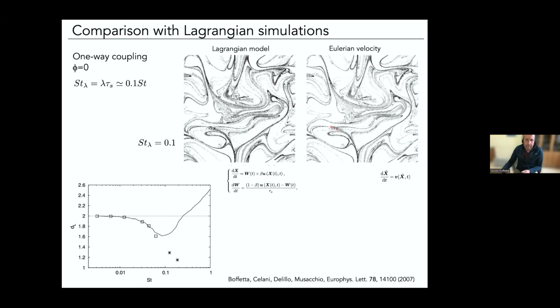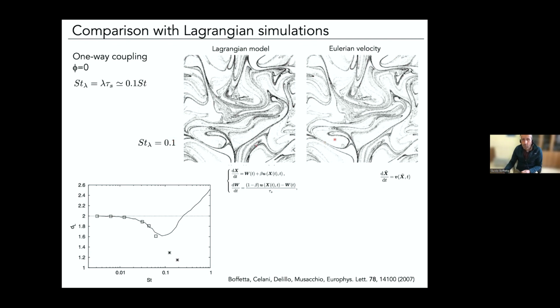And these are two snapshots of the positions of particles advected by the full Lagrangian model, for beta equals 0, which is the case of heavy particles, or particles advected by the velocity field obtained from the Eulerian model. So you see that this is for Stokes 0.1, which is pretty small, but remember that this Stokes number is defined in terms of the Lyapunov exponent, because this is a chaotic flow. And we know that the Lyapunov exponent is related to the Kolmogorov time by a factor 1.1. So in the turbulent case, it will correspond to the usual Stokes of order 1.